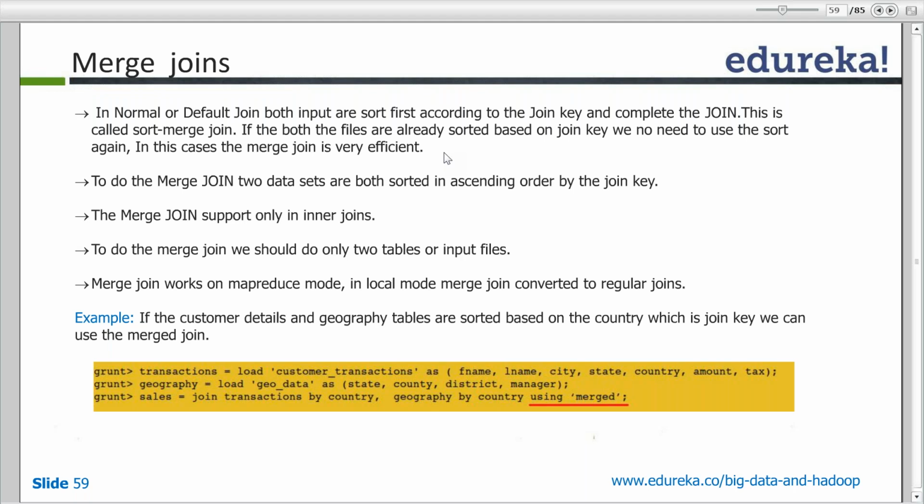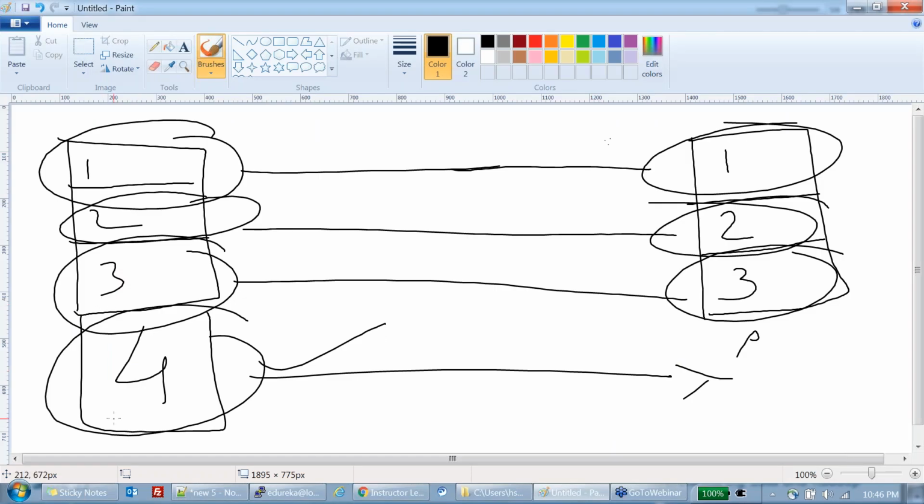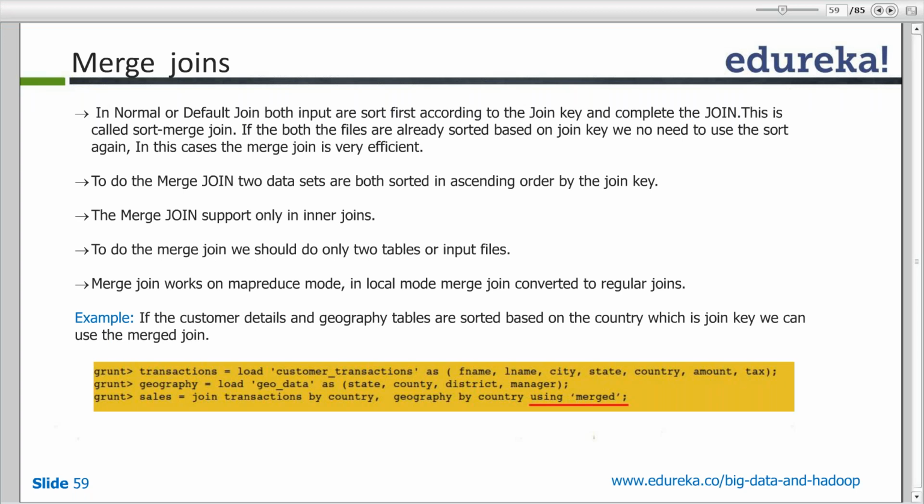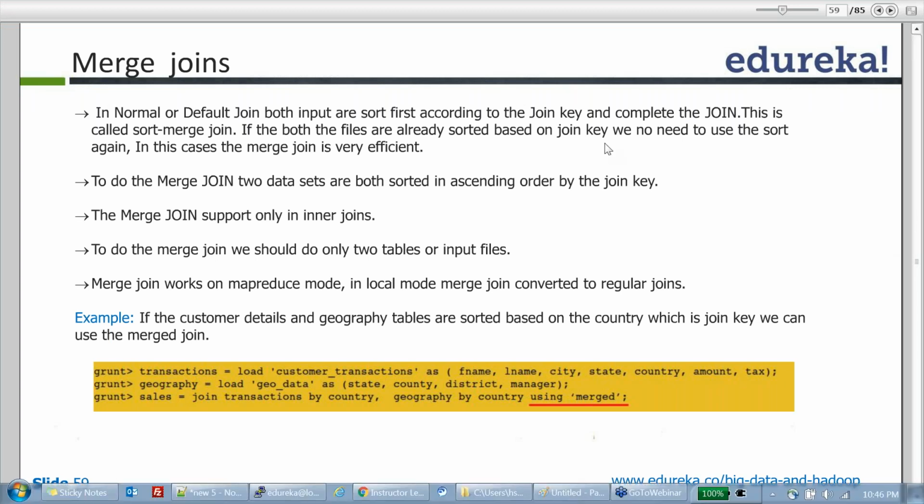To do merge join, two data sets are both sorted in ascending order by the join key. It is only supported in inner joins. Okay, so just one additional thing, your merge join is only supported for inner joins. So in this case, when it is not matching, it will not join. Key 4 won't be joined. Only this 1, 2, 3 from here and here will join. Uncommon keys will never join. Okay, that is what an inner join is.